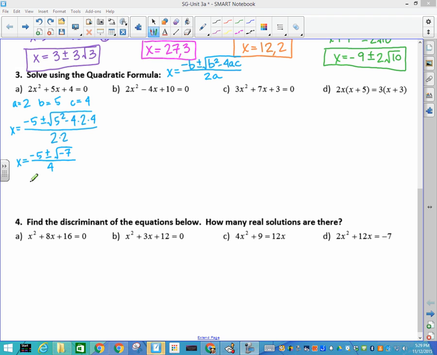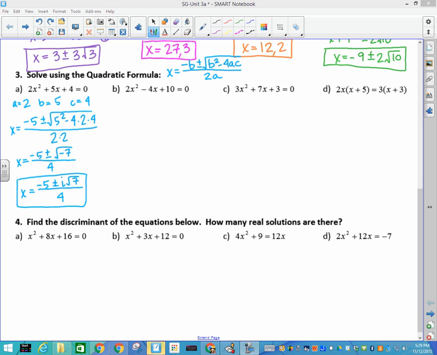And the only thing that you need to do to simplify that is make sure you don't leave a negative under your radical. So this will be negative 5 plus or minus i square root of 7, all over 4. And that's fine. You don't have to break it up past that.